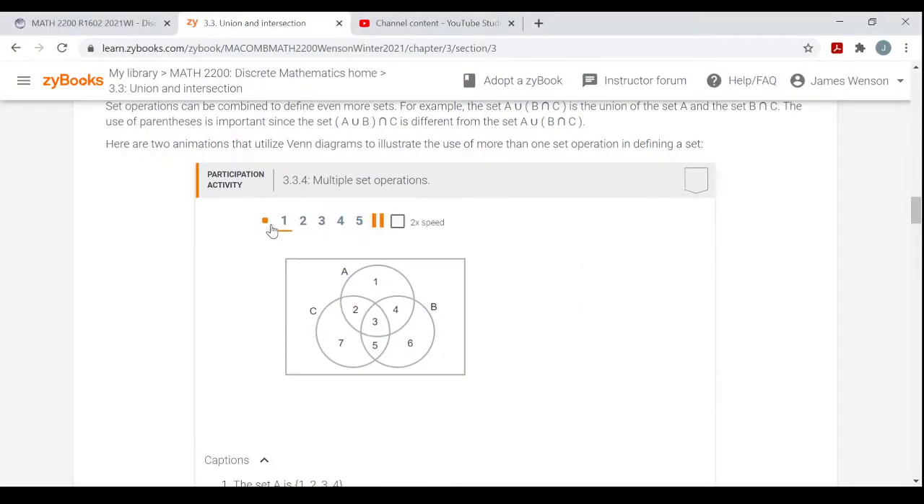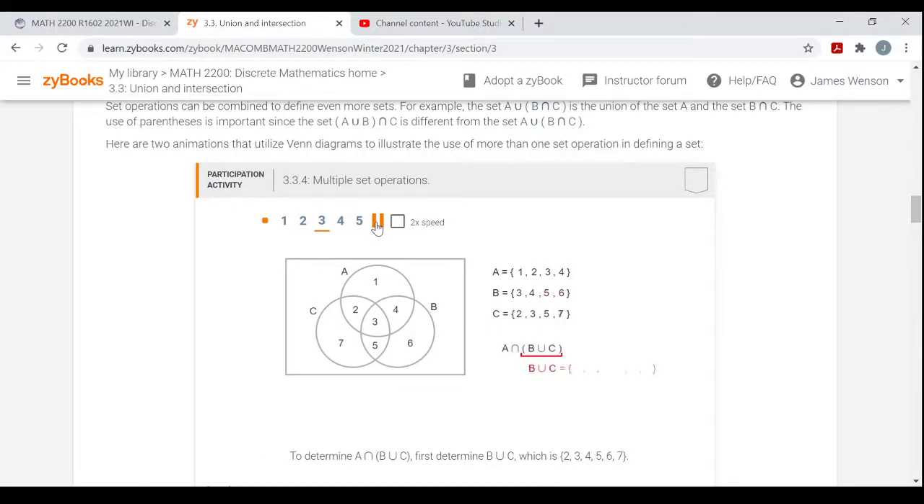Just to show you, see what they do. Here's, again, their Venn diagram for this. There's set A, with 1, 2, 3, and 4. There's set B with 3, 4, 5, and 6. There's set C with 2, 3, 5, and 7. And then you're trying to find A intersect B union C. They do B union C first, as we did. Right? 2, 3, 4, 5, 6, and 7. And you see they color that in.